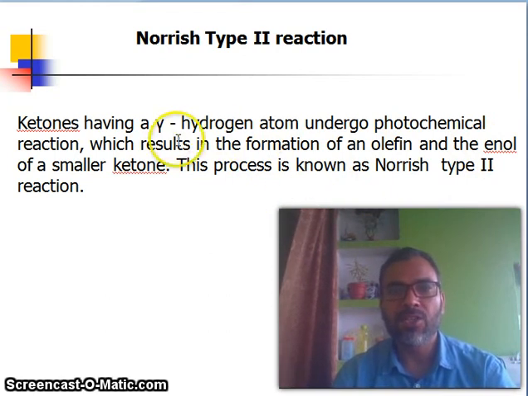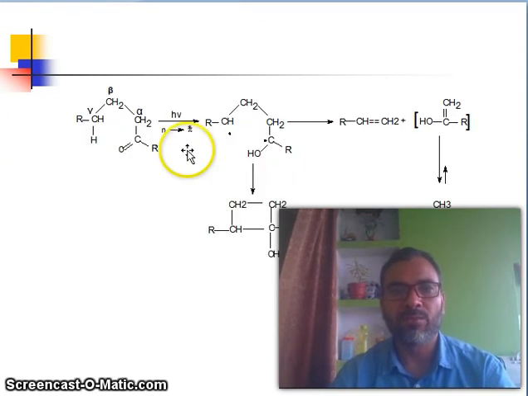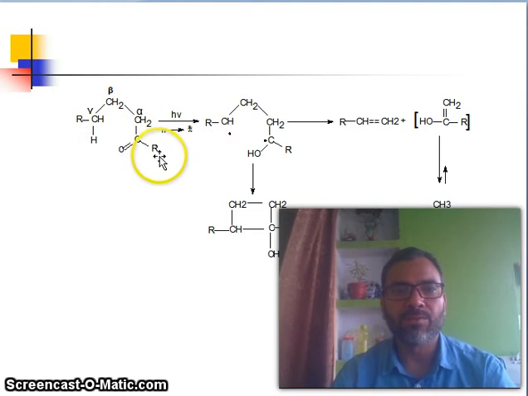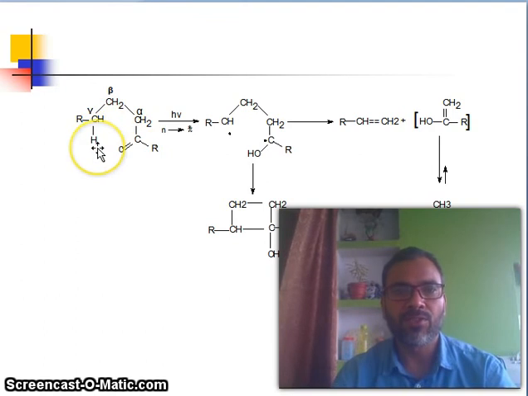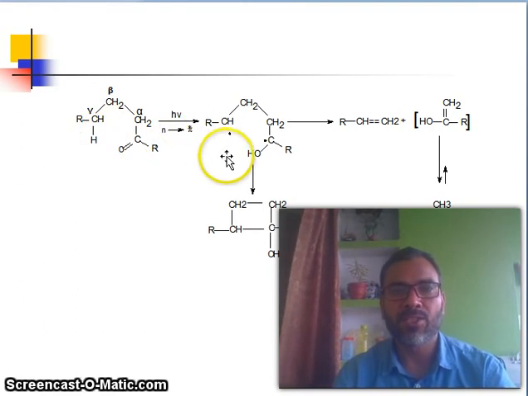So what is the condition here? Gamma hydrogens. In Norrish type 1, what is the condition there? Alpha hydrogens. Now look at this molecule. Here C=O, this is alpha, this is beta and gamma. This gamma has the hydrogens. Now it undergoes photochemical reaction, an n to pi star transition.